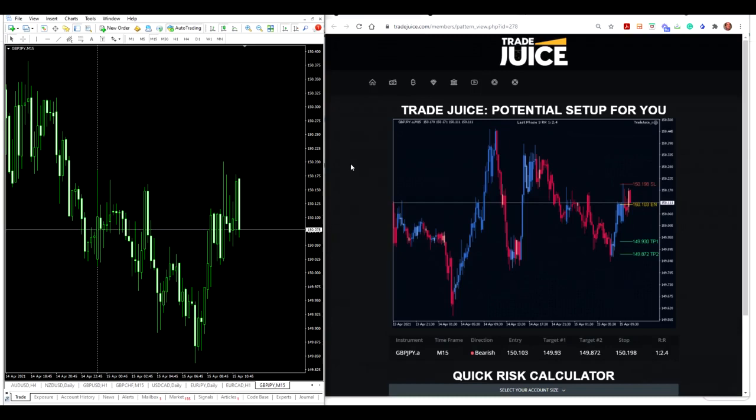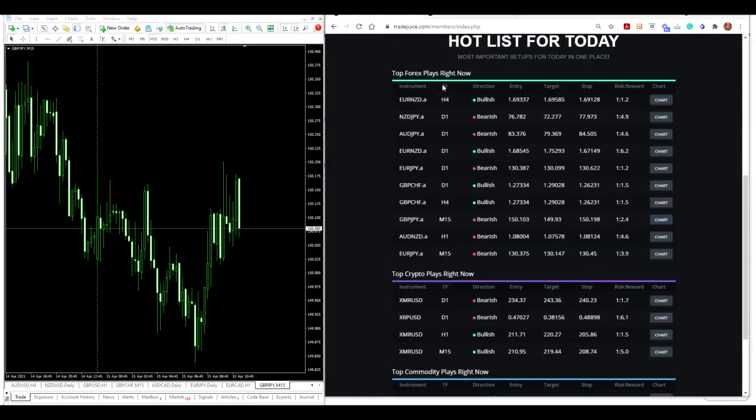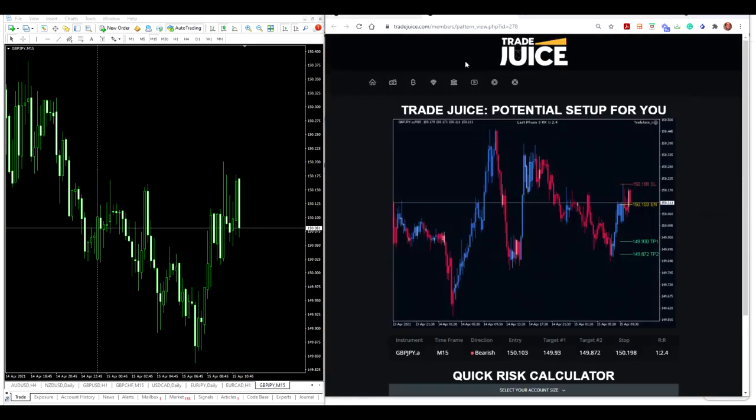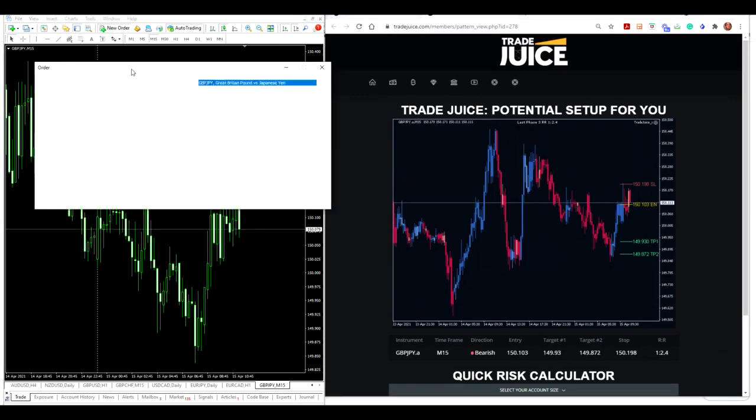Adrian here, and I'm on the pound Japanese yen. I've just had a look at the hot list for today on the Tradeuse platform, and amongst all the trades, I've selected one, the pound Japanese yen 15-minute chart, and Tradeuse displays this for me. I've got the entry point set out, target, my stop, and it's just gone under the entry point.